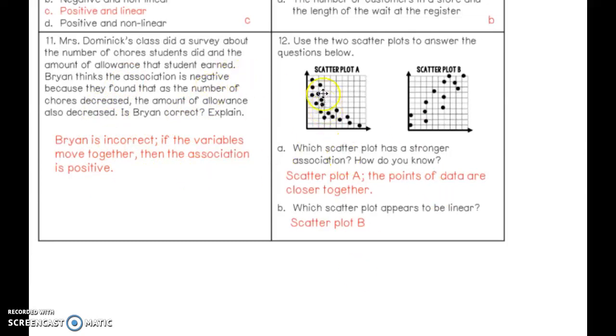For number 12, we have scatterplot A, where the points are closer together, so that's why we call it a stronger association. The second one, which appears to be linear, you'd have to go with scatterplot B because the points are lined up much straighter. There's a slight curve to scatterplot A, and that's why we wouldn't say that that one is linear.